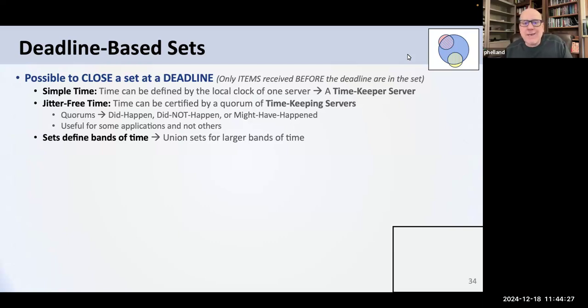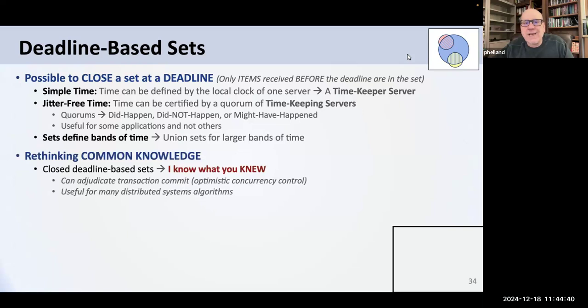And you can define the bands of time, like I do a millisecond band, and then I've got the 10 millisecond unioning of those bands, and I've got 100 millisecond unioning of 10 bands, that class of things. You can think very differently about deadlines. That allows you to rethink common knowledge, which is a fascinating thing. Closing a deadline-based set is, I know what you knew. I don't know what you know because time's gone by, but I know what you knew up to that deadline. And you can adjudicate transaction commit with optimistic concurrency control, and useful for many distributed systems algorithms. I know Daniel wants to talk about that.